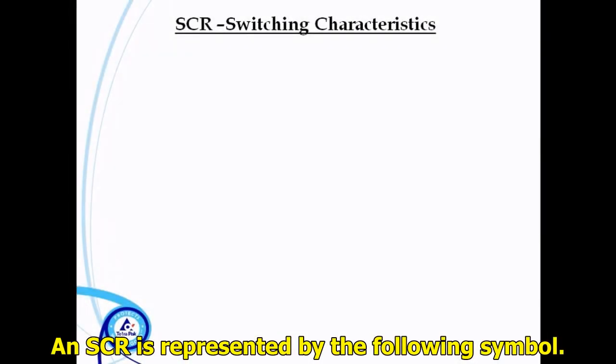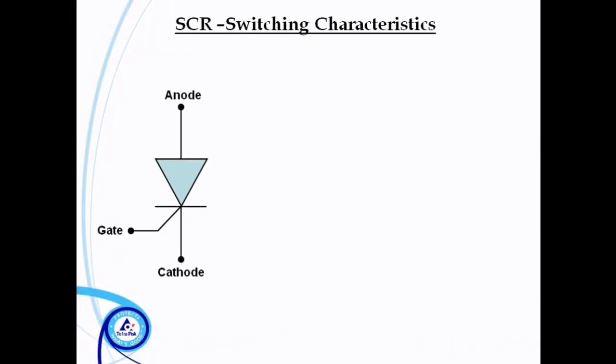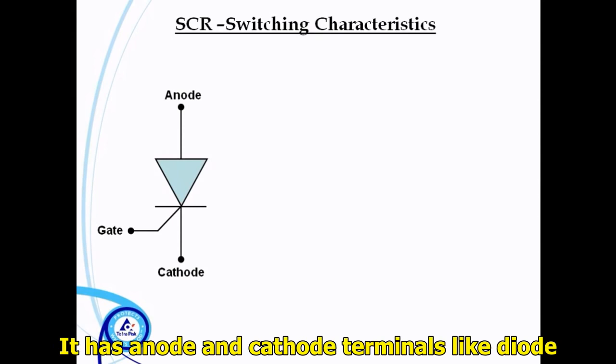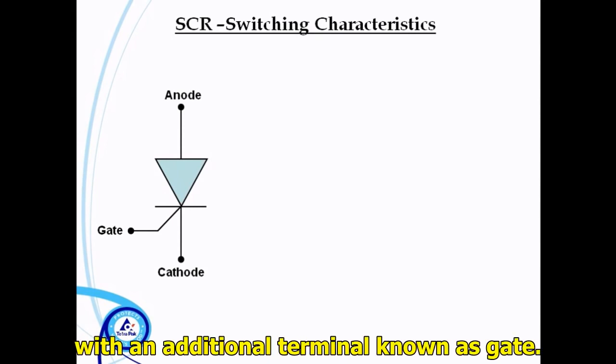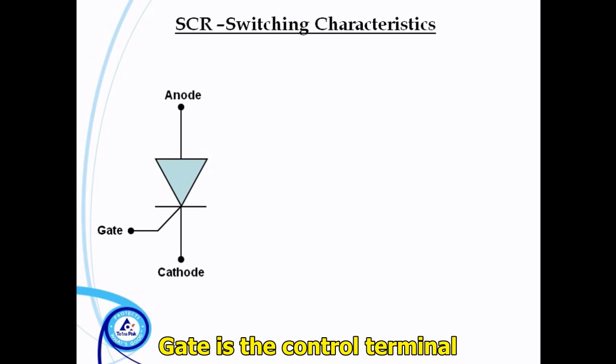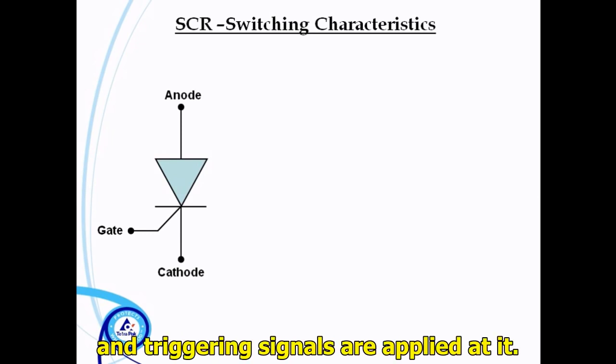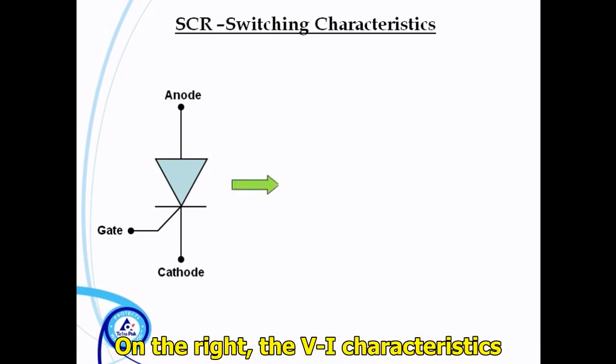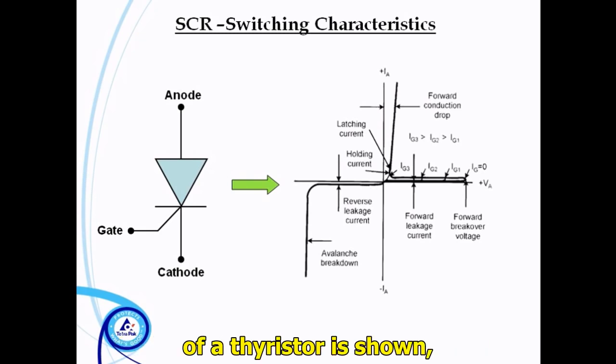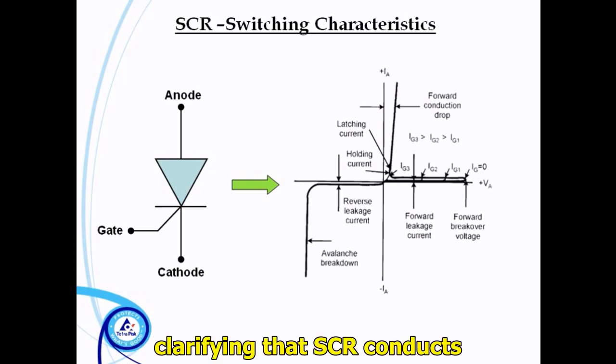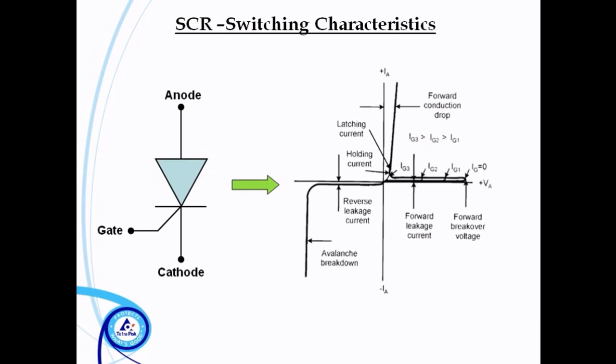An SCR is represented by the following symbol. It has anode and cathode terminals, like diode, with an additional terminal known as gate. Gate is the control terminal, and triggering signals are applied at it. On the right, the VI characteristics of a thyristor is shown, clarifying that SCR conducts in first quadrant only.